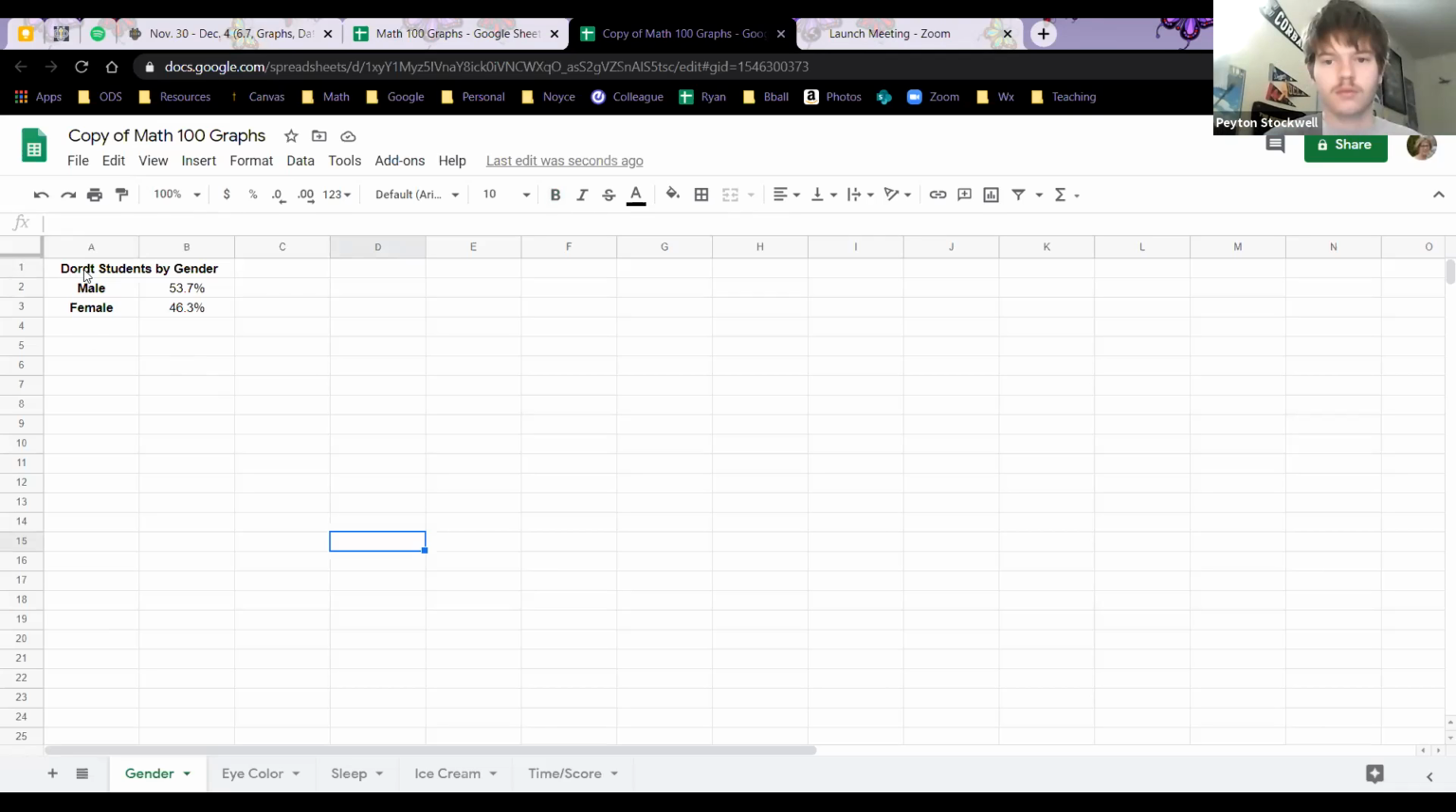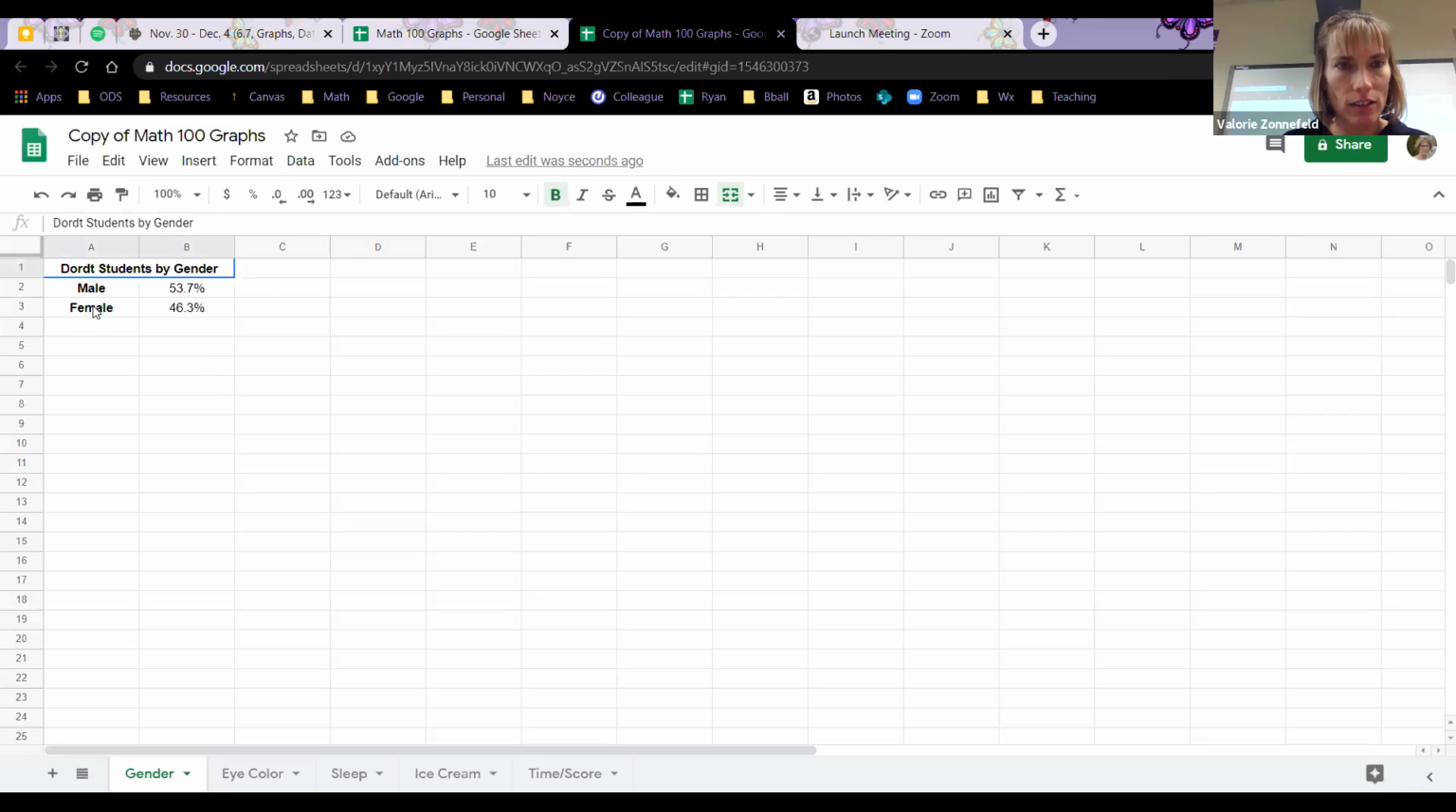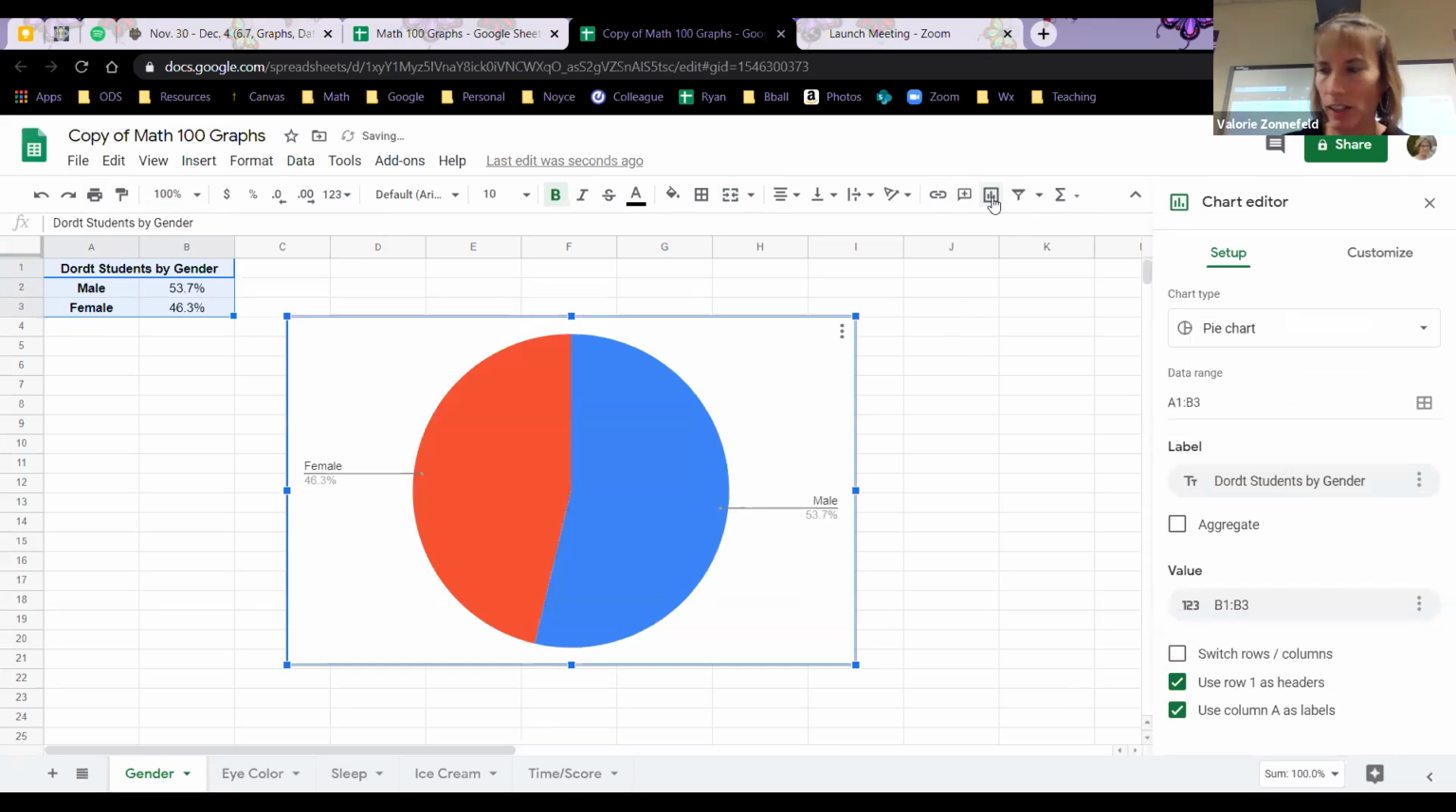So now what we're gonna do is, if you watch my screen, I highlight cells A1 through B3, and I wanna make a graph out of that. And the way that I do that is, okay, way over on the right side here. Do you see how it's got insert chart? See where my cursor is? I'm gonna click insert chart. And there it is.